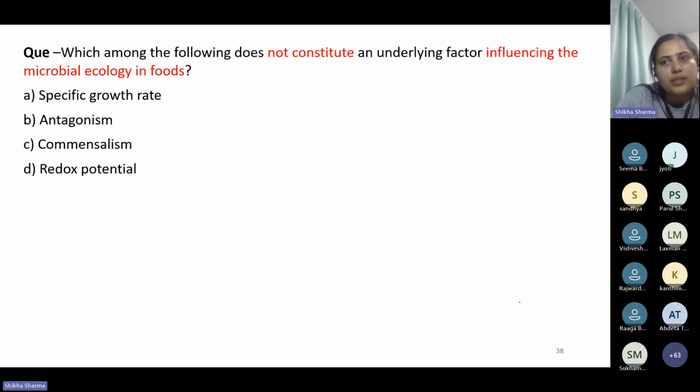So we are moving to the next slide. Which one of the following does not constitute an underlying factor influencing the microbial ecology in the food? Specific growth rate, antagonism, commensalism, and redox potential. Ma'am, option D. Option D, ma'am, redox potential. Okay.